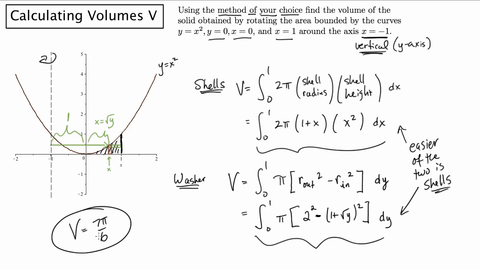But if you're having any questions or any problems trying to set up volumes involving shells or washer method, especially around an axis of rotation like this that was x equal to -1, then I would encourage you to go back and look at shells and washer method and then see if you can't redraw the picture a couple times to get a better handle on it.